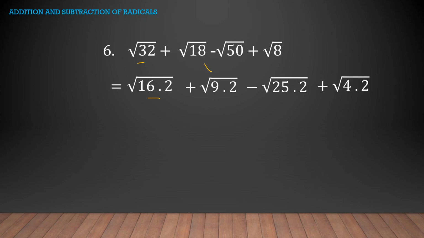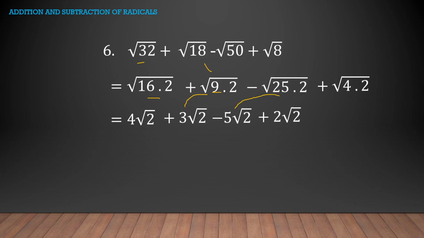So we have the perfect squares. 16, 9, 25, and 4 are perfect squares. So square root of 16 is 4, then square root of 2, the radicand, plus square root of 9 is 3. So we have 3 square root of 2. Minus the square root of 25 is 5 square root of 2. And then we have square root of 4 is 2 square root of 2. So we have the same radicand, so we can combine this now.